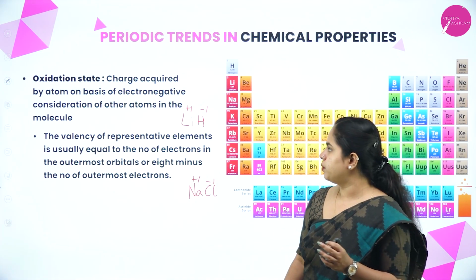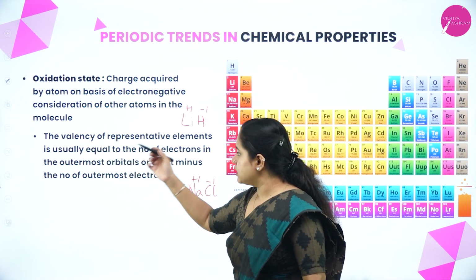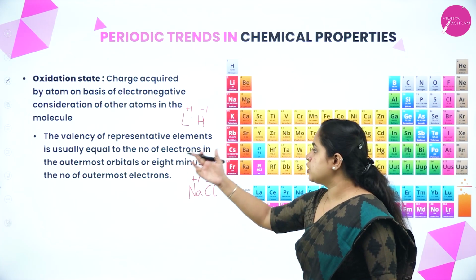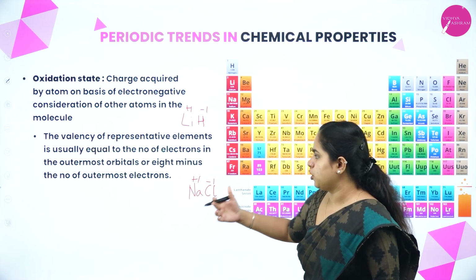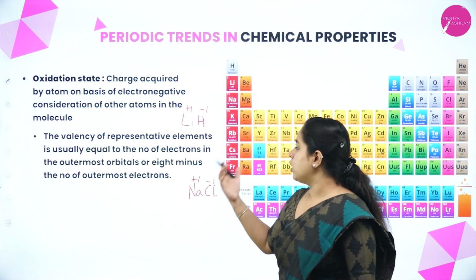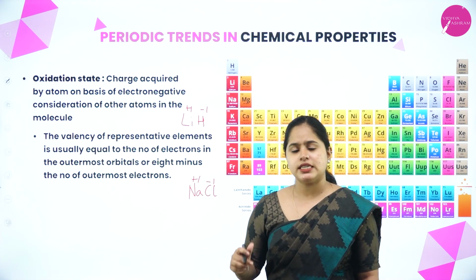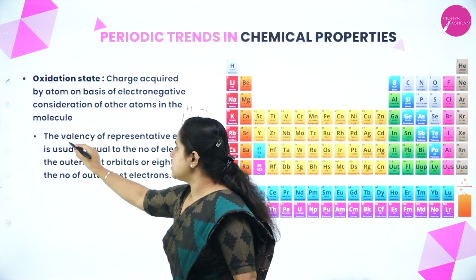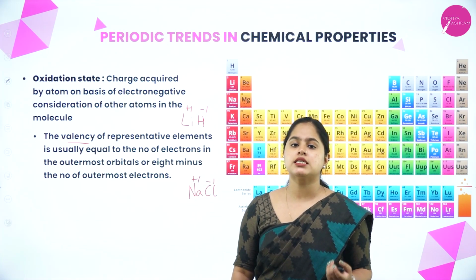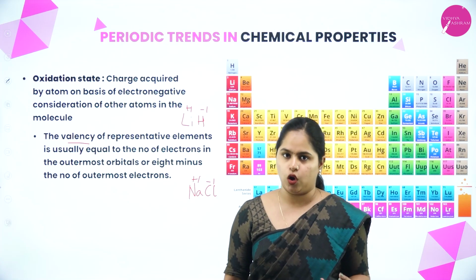Yes, so I hope that is clear. Now, the valency of representative elements is usually equal to the number of electrons in the outermost orbitals, or 8 minus the number of outermost electrons in the orbital. Firstly, it was named valency, but nowadays valency is represented as oxidation state.